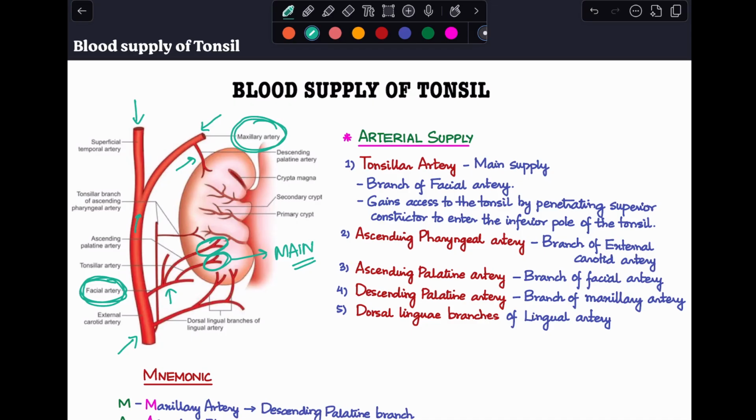The main one is the tonsillar artery, which is a branch of the facial artery. Second is the ascending palatine artery, which is also a branch of the facial artery. Third is the dorsal linguae branches of the lingual artery. The lingual artery itself is a branch of the external carotid artery. Fourth is the ascending pharyngeal artery, which is a branch of the external carotid artery. And lastly is the maxillary artery, which gives off the descending palatine branch. So these are our 5 branches which are giving the arterial supply to the tonsil, and out of this, the tonsillar artery is the main supply over here.